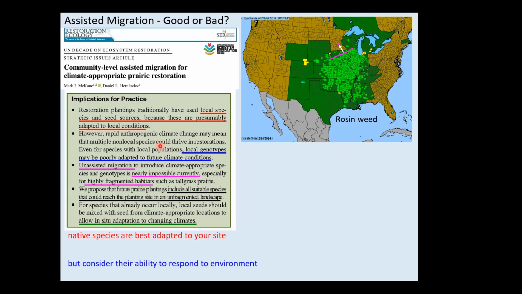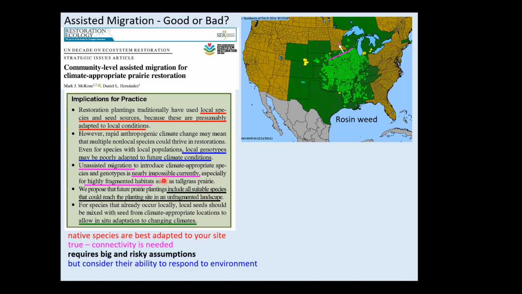Another point they're making is that unassisted migrations are nearly impossible, again, because of fragmentation. Yes, that's definitely true, and that is bad. That lack of connectivity is what's causing these isolated populations to get smaller gene pools. So yes, we need to do better at connecting these remnants. That just simply means planting more prairie correctly and making corridors to get them connected so that gene flow can happen. It's not a reason to do assisted migration, not in my mind.